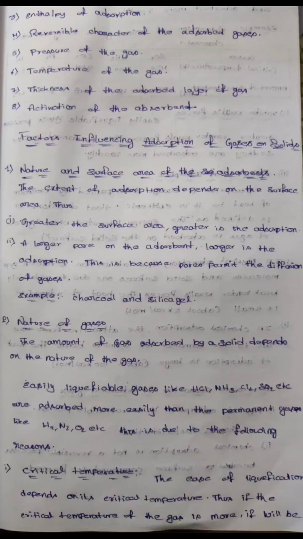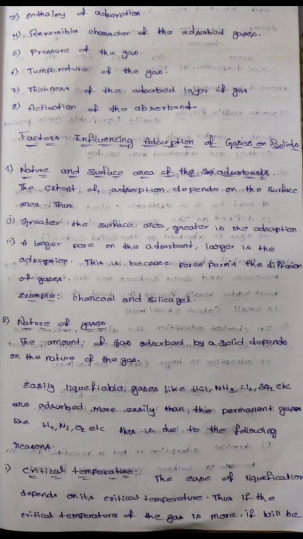Factors influencing adsorption of gases on solids: nature and surface area of the adsorbents. The extent of adsorption depends on the surface area. The greater the surface area, the greater the adsorption. Larger pores on the adsorbent mean greater adsorption. This is because pores permit the diffusion of gases. For example, charcoal and silica gel.